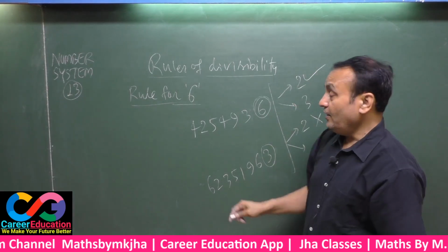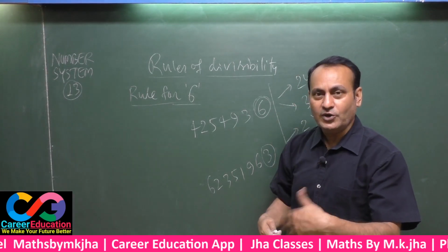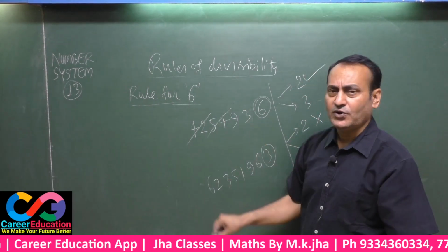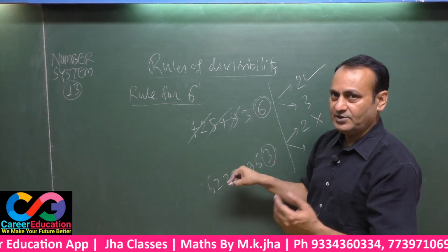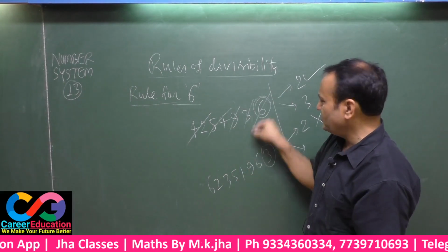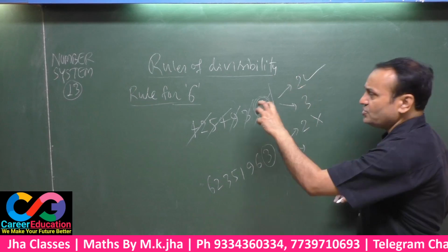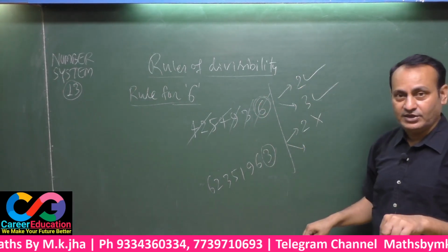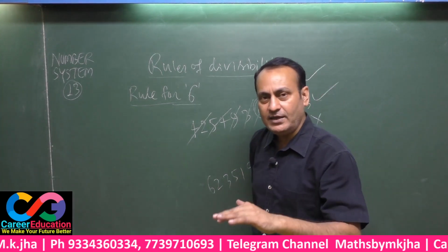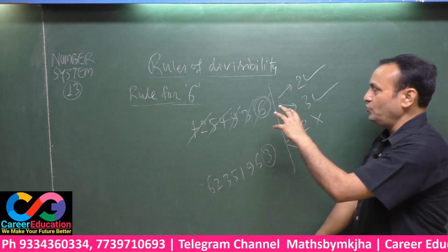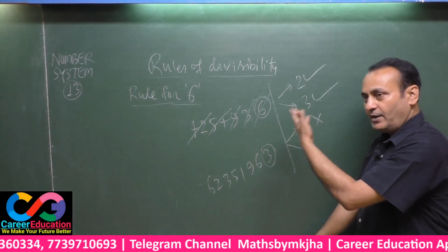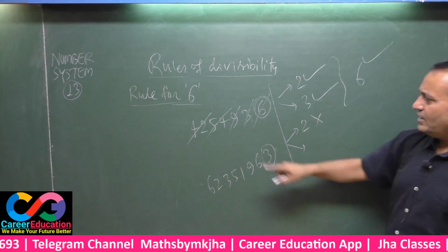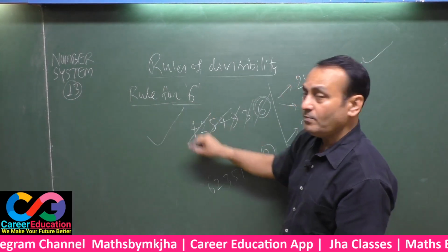Okay. You have to test for 3 as well. 4 plus 2 is 6, divisible by 3. 5 plus 4 is 9, divisible by 3. 9 itself is divisible by 3, 3 itself, 6 itself. That means this is a number divisible by 2 as well as by 3. If your number is divisible by 2 and by 3, in both the cases, certainly your number is divisible by 6.